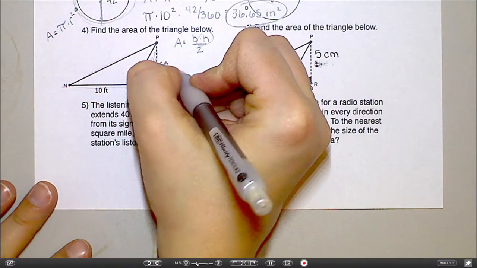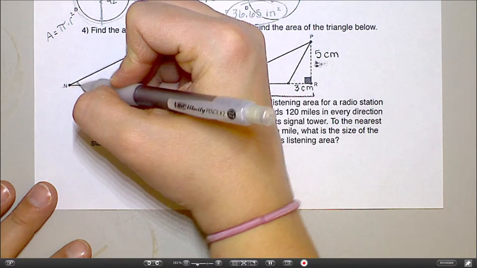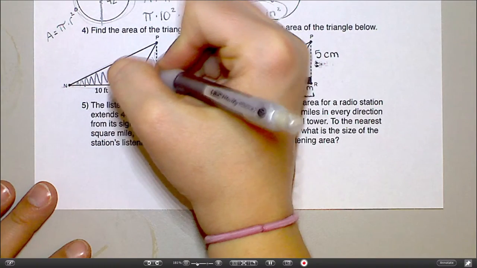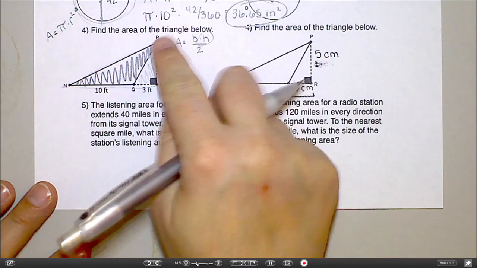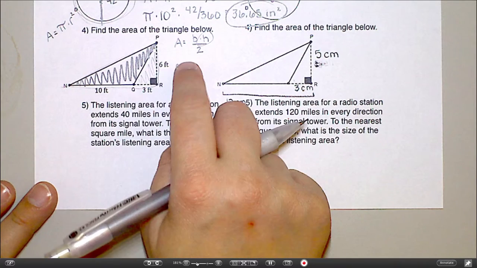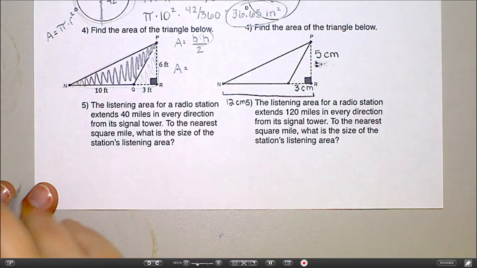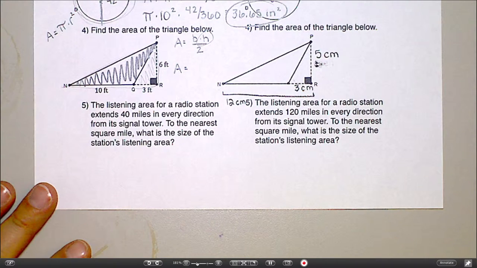What I would do is look at just the actual triangle that I'm trying to find the area of. This is what I want the area of. This over here is not even really a triangle. It's just there so that you have the height. Okay? So what's the base of the actual triangle?